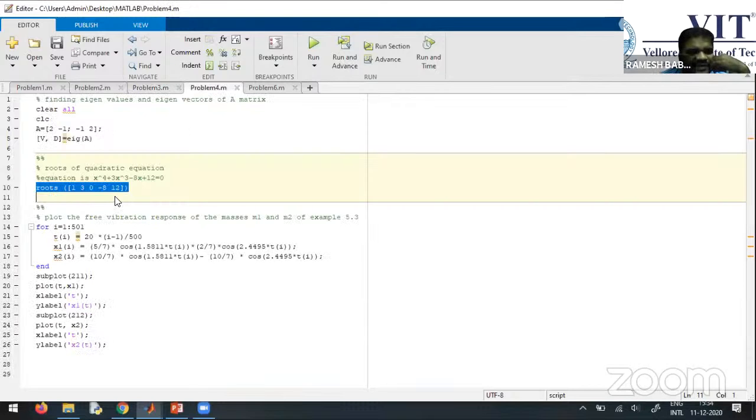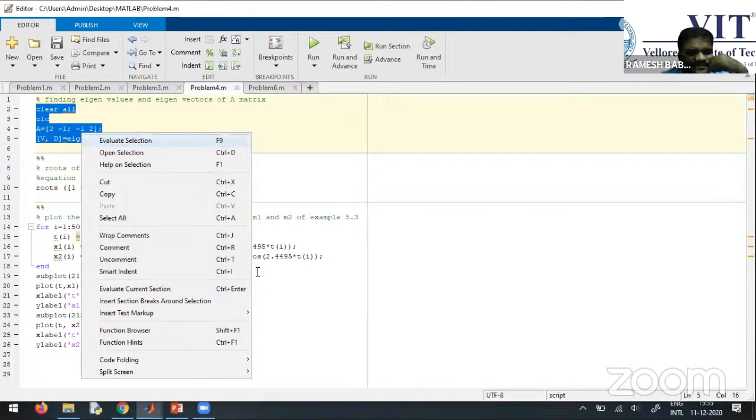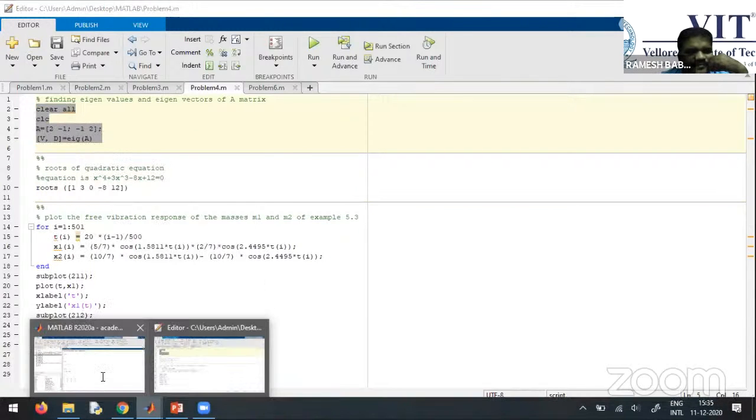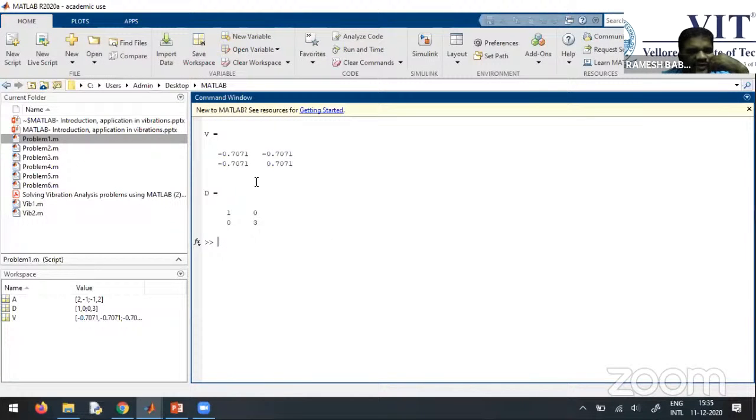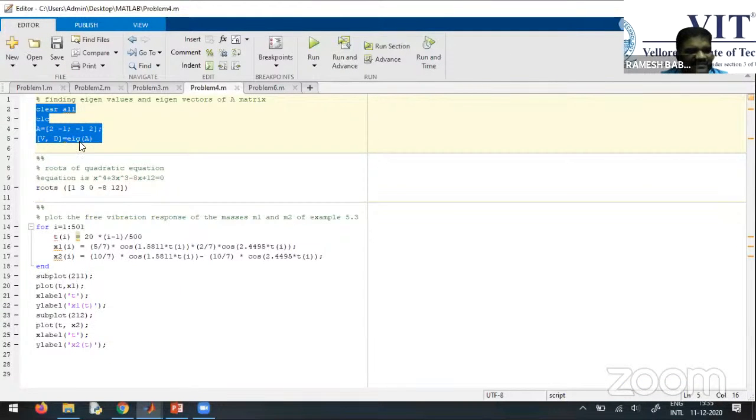Then already we have seen the polynomials. So then here, how can we find eigenvalues and eigenvectors? So A is a matrix, the natural frequency matrix 2, minus 1, minus 1, 2. Then eigenvectors, eigenvalues. Like this, we can find them with eig.